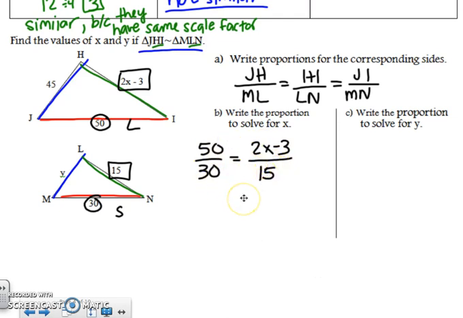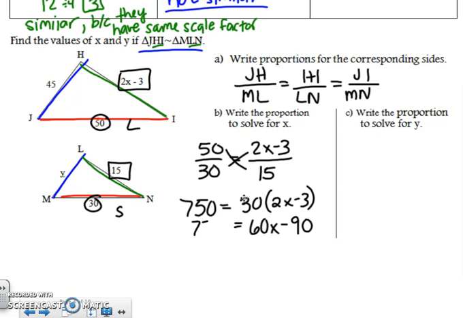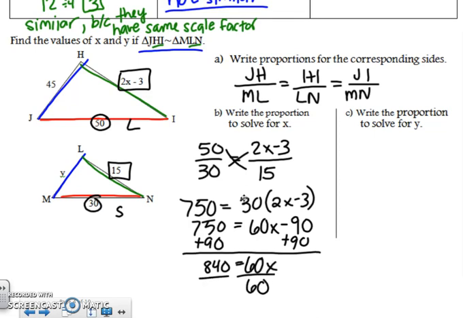They've got to be in the same order. So once you set that up, all you do is cross multiply. So you should get 750. Remember, when you're multiplying two terms, it's like the distributive property. So you would get 60x minus 90 equals 750. Add 90. 840 equals 60x. Divide by 60. X is going to equal 14.